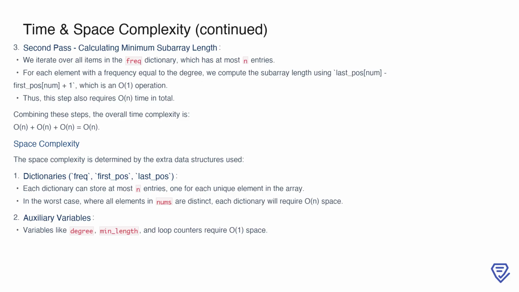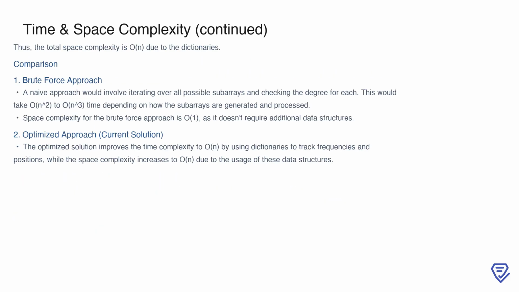Each dictionary can store up to n entries in the worst case, where all elements in the array are distinct. This means the space required for these dictionaries is O(n). Additionally, we use a few auxiliary variables like degree, min_length, and loop counters, but these require only O(1) space. Therefore, the total space complexity is O(n). Thus, the space complexity of the solution is O(n), primarily due to the dictionaries.